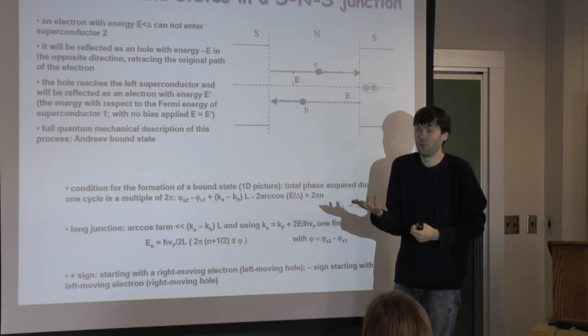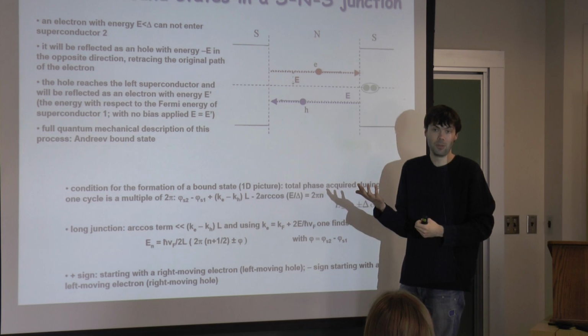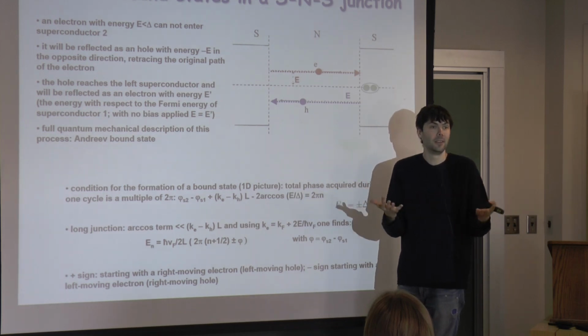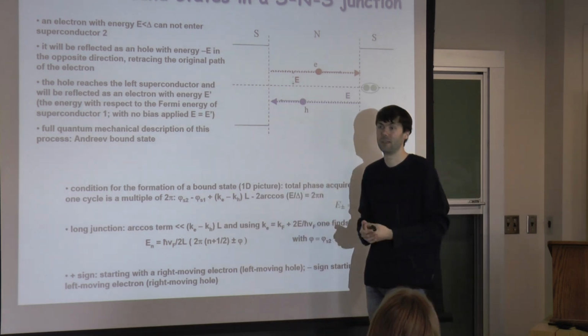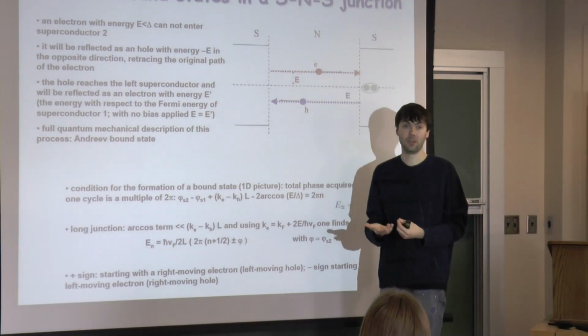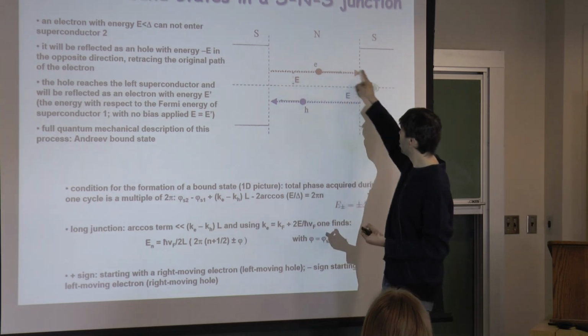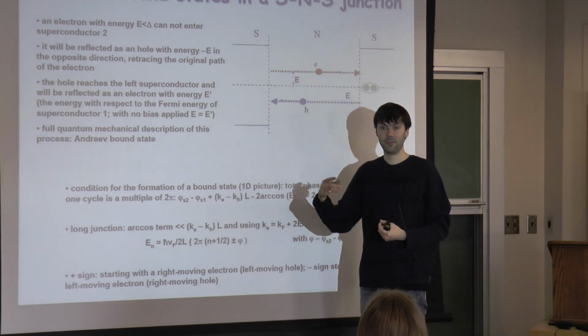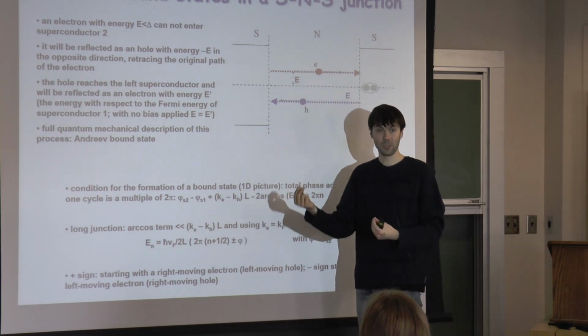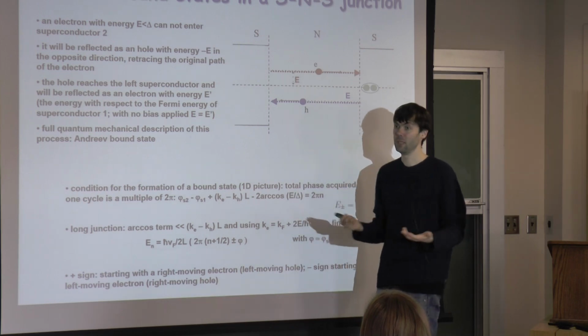So the condition for them to form the spectrum is very simple. It's like a wave matching solution, like in a particle in a box or an interferometer. You have to make sure that as the electron goes and comes back, the phase accumulated in this entire process is equal to 2 pi.